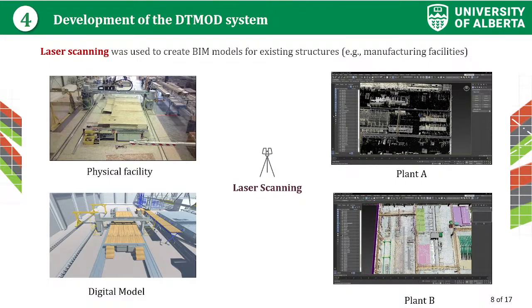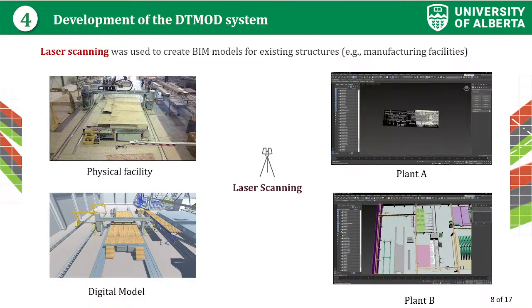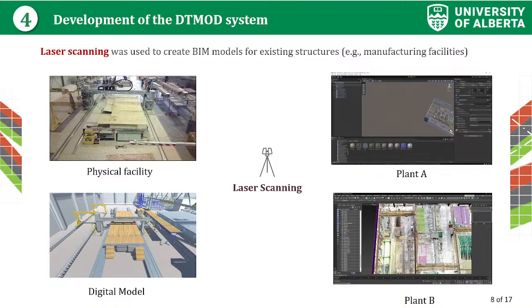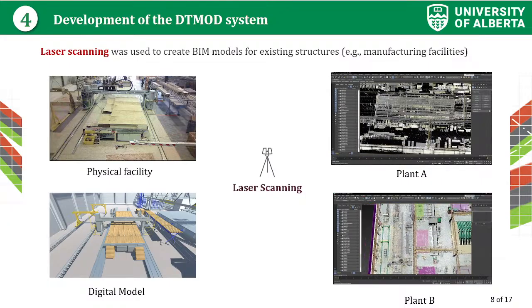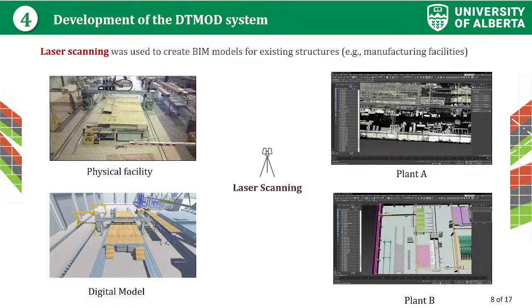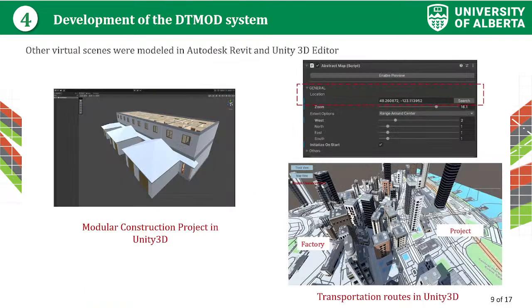On the left-hand side here, we can see an application of the virtual environment method. So this is the existing facility or the existing manufacturing station for the floors in the factory, and this is the reflection of this facility in the DT mode system. Other virtual environments are related to the project. So we have the BIM model in one of the Autodesk tools, and then we import the model into the DT mode system, as well as the transportation roads. We build them directly in our Unity 3D editor.